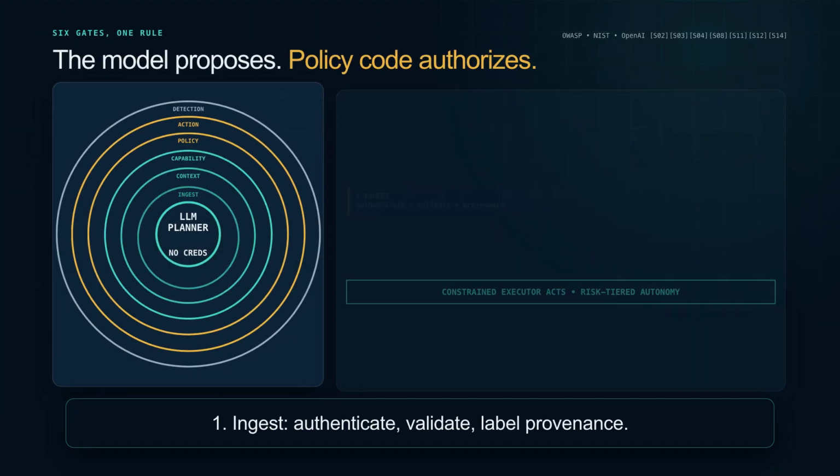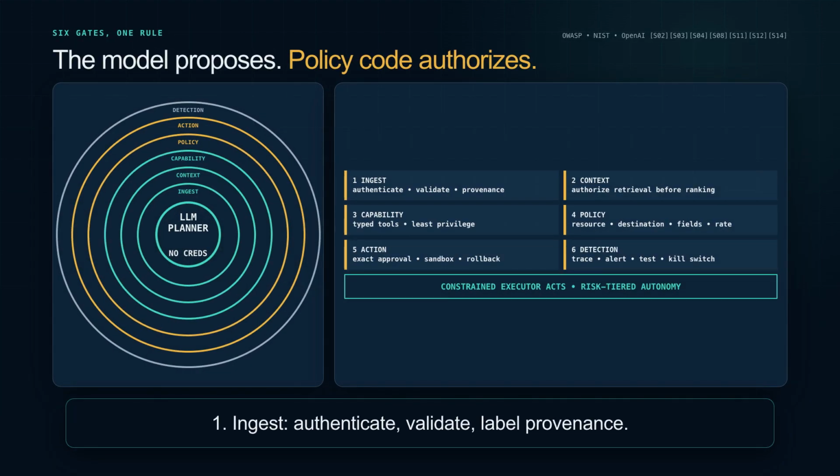Build 6 gates around the model. Ingest: authenticate, validate types and size, and label provenance. Context: authorize retrieval by user and tenant before ranking. Capability: use the smallest typed toolset and short-lived credentials. A summarizer should read, not send or delete.